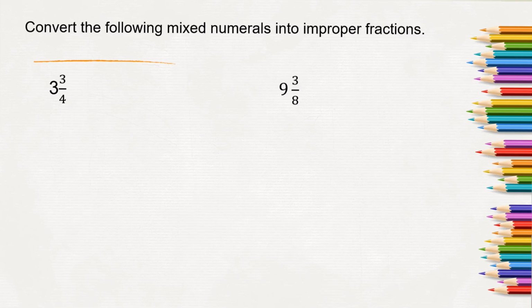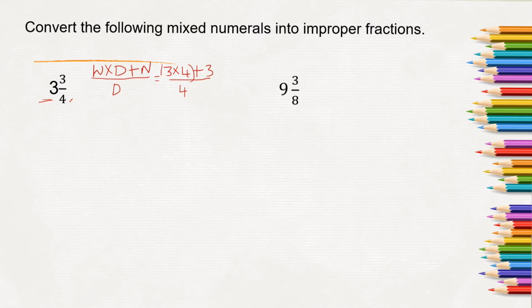To convert mixed number 3, 3 by 4 into an improper fraction, we have to first multiply the whole number, that is 3, with the denominator, that is 4. So here whole number into denominator first and then add the numerator. And the denominator remains the same.